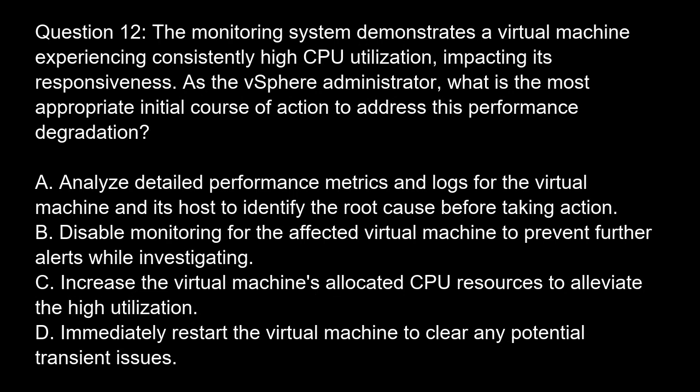Question 12. The monitoring system demonstrates a virtual machine experiencing consistently high CPU utilization, impacting its responsiveness. As the vSphere administrator, what is the most appropriate initial course of action to address this performance degradation? Option A. Analyze detailed performance metrics and logs for the virtual machine and its host to identify the root cause before taking action. Option B. Disable monitoring for the affected virtual machine to prevent further alerts while investigating. Option C. Increase the virtual machine's allocated CPU resources to alleviate the high utilization. Option D. Immediately restart the virtual machine to clear any potential transient issues.